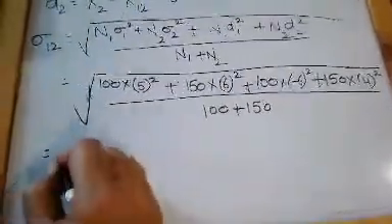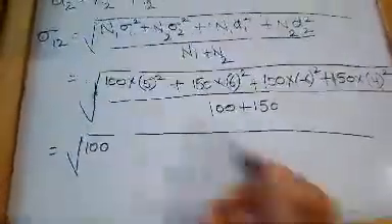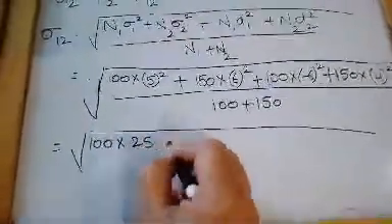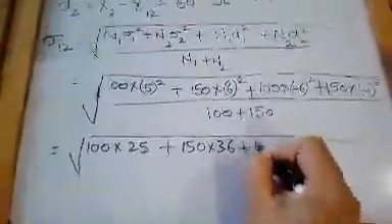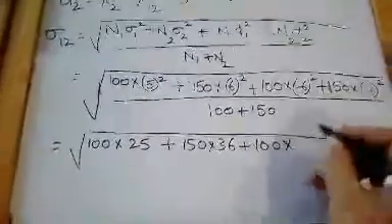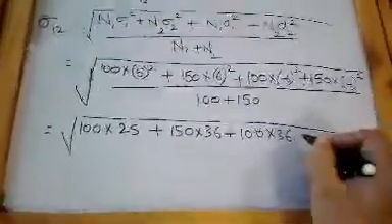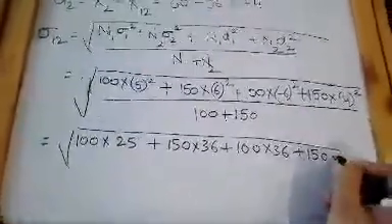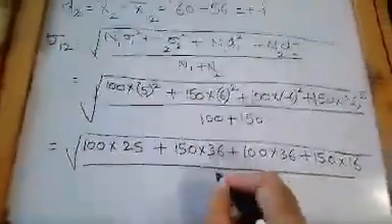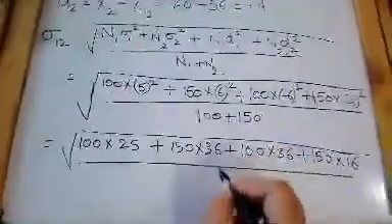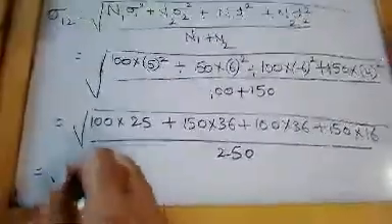Further solving it, I get 100 into 25 plus 150 into 6 6s are 36 plus 100 into minus 6 into minus 6, it is 36. Minus sign will be converted into positive sign. 150 into 4 4s are 16. Okay, and over here 100 plus 150, it comes to be 250. Clear, children?